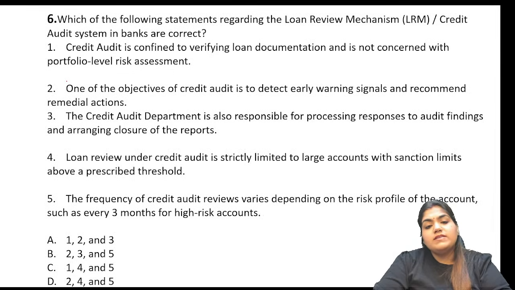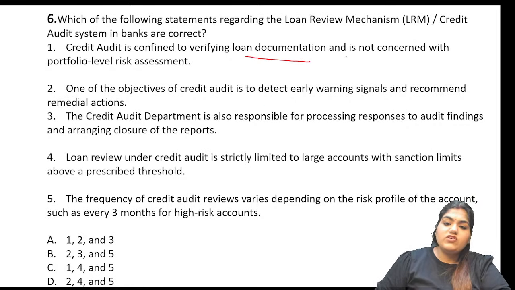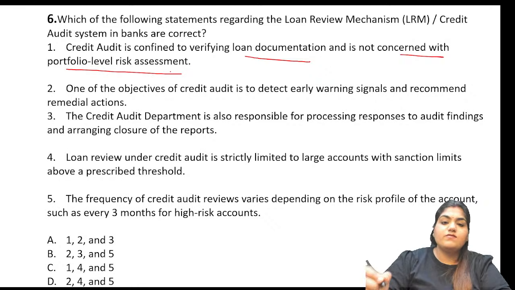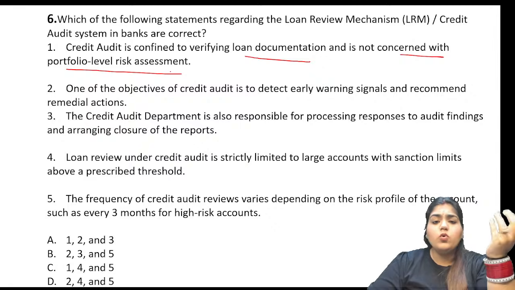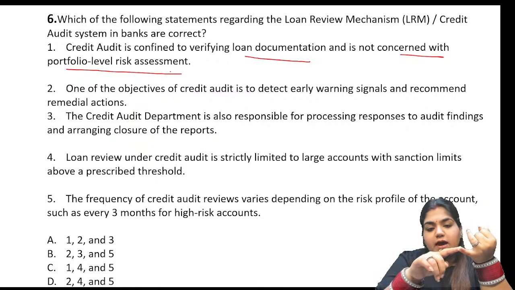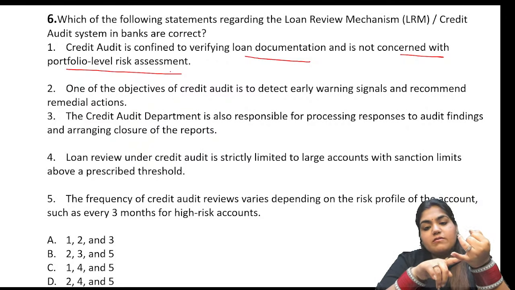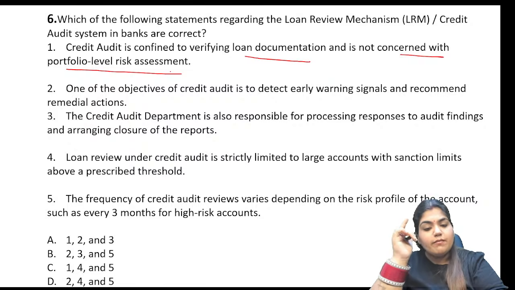Next, which of the following statements regarding the loan review mechanism, the credit audit system in banks, are correct? What all are correct? Credit audit is confined to verifying loan documentation and is not concerned with portfolio level risk assessment. Is that what we do? No. This statement is incorrect. We do not confine ourselves to documents. We see whether our money is going to come back, what is the risk associated, whether the person is complying with the policies, and whether there are any signs of not getting the money back. Statement number 1 is incorrect.